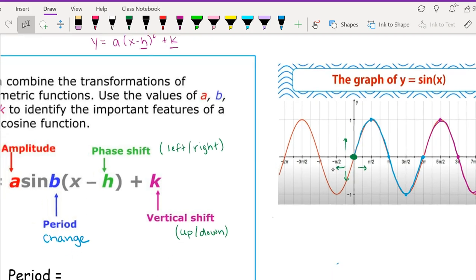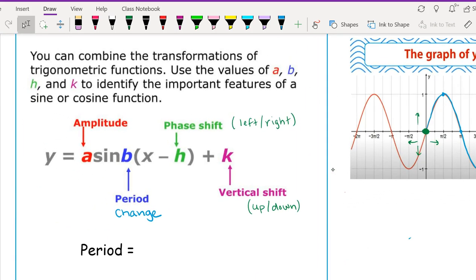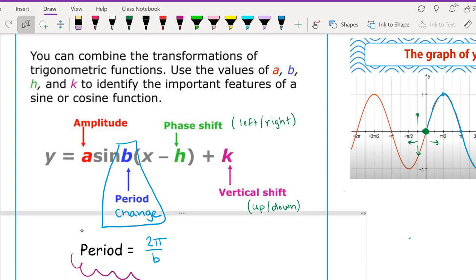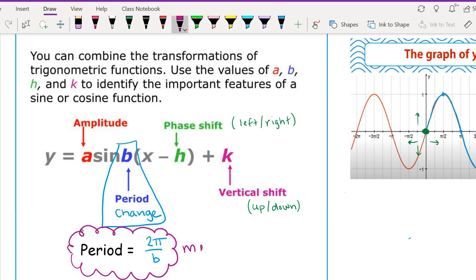Today, though, what we're going to talk about is the period, and that is the coefficient of the x value. So today, this is our focus right here, is what happens when I change this b value. First of all, the period is defined by 2 pi divided by whatever the b value is. This is a really important formula, so this is a memorize. We need to make sure that we memorize this: 2 pi divided by b is equal to the period.